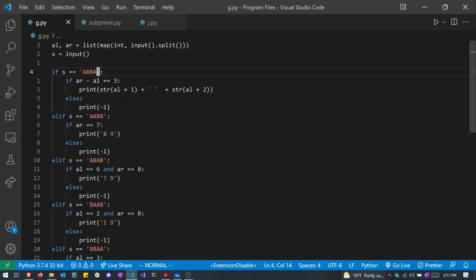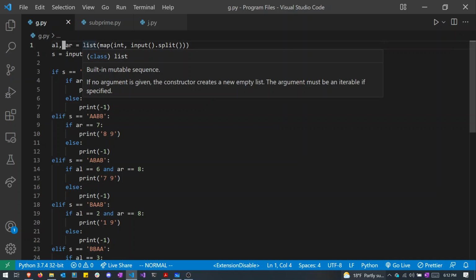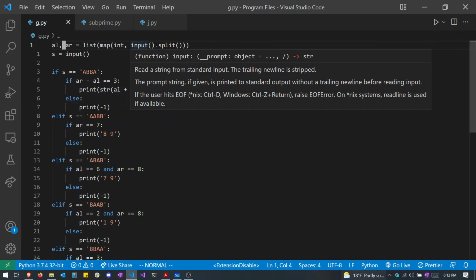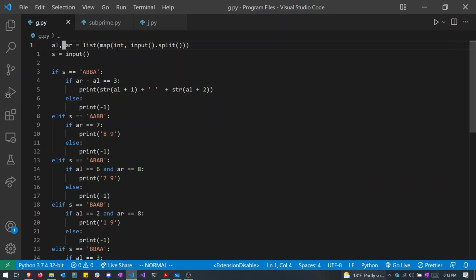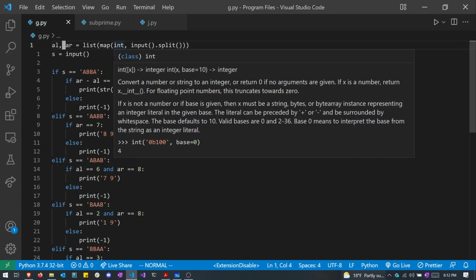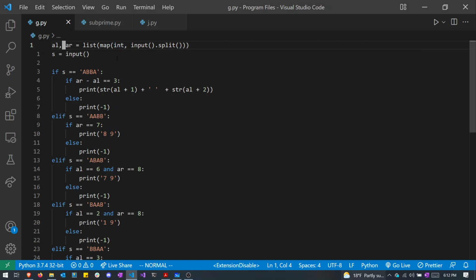So I first read in Alice's two cards here. I did AL for Alice's left card and AR for Alice's right card. This is basically reading in the input, splitting on white space, and converting that to an integer. So basically this is the %d's happening in a Python way. And below that we have S, which is reading in that orientation string.